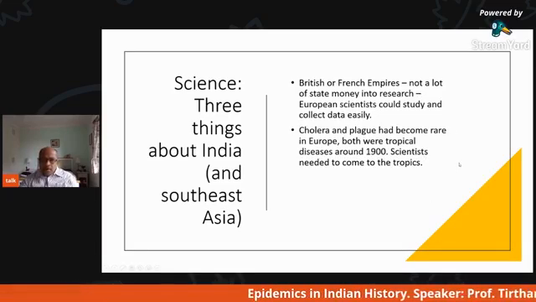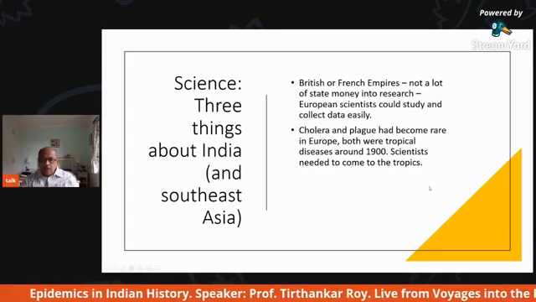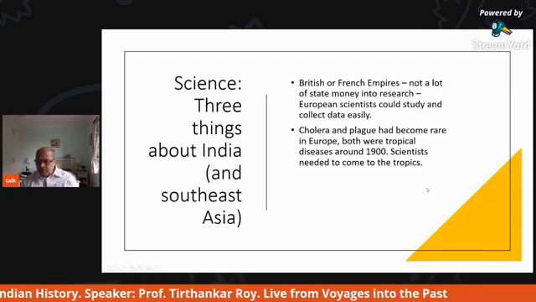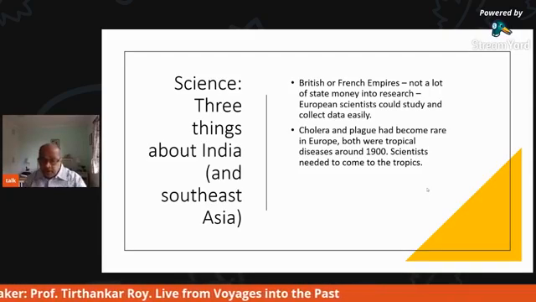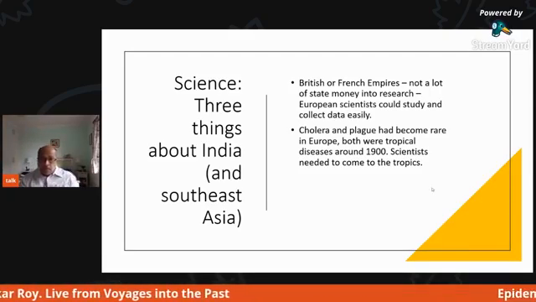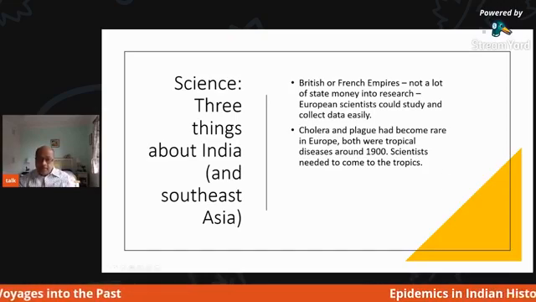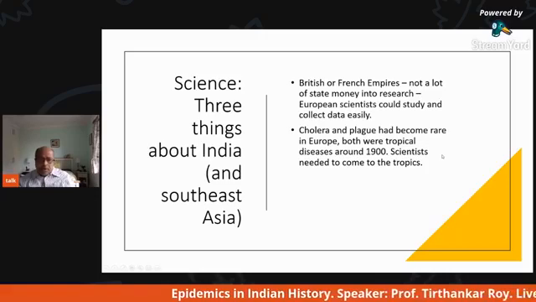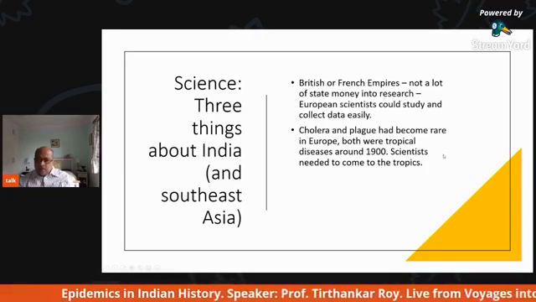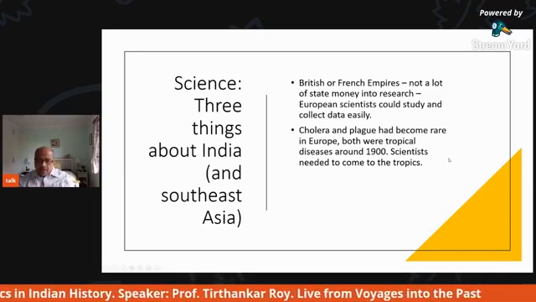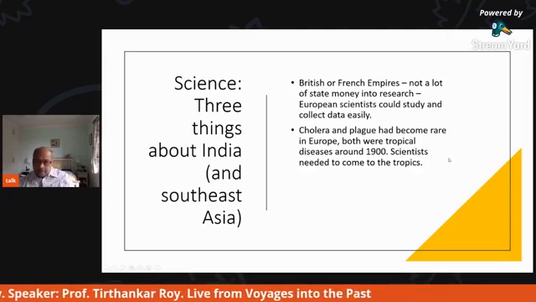Cholera and plague had become somewhat rare in Europe, although they were very significant European diseases. Cholera originated in India, it's believed. However, it was quite deadly in the 19th century in Britain. But around 1900, both were mainly tropical diseases. And the scientists who wanted to study these diseases needed to come to the tropics for data.